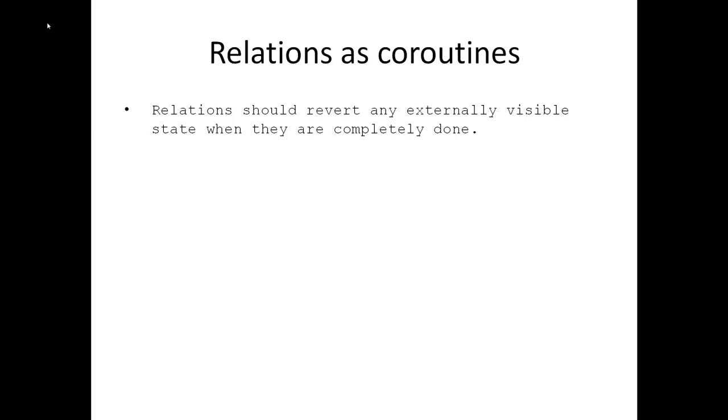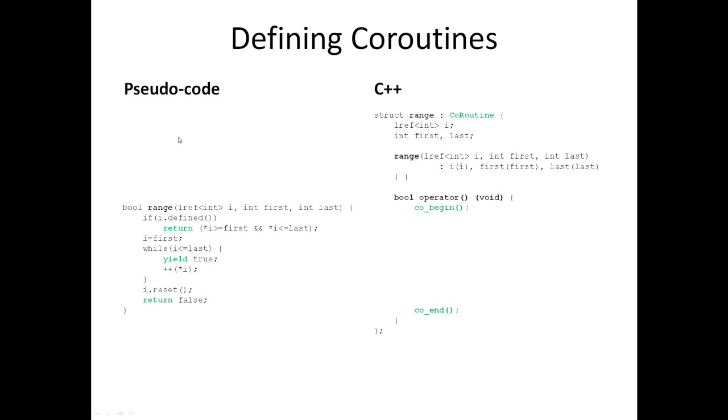There's one thing, however, which is in terms of requirements. Relations are expected to be able to participate in backtracking. Therefore, they need to revert any externally visible state once they're done. So let's take a look at the earlier slide.